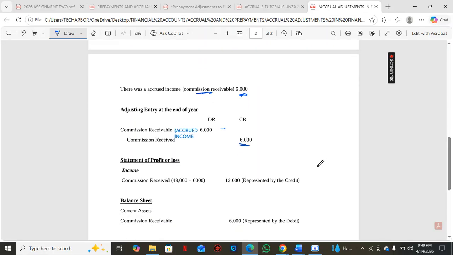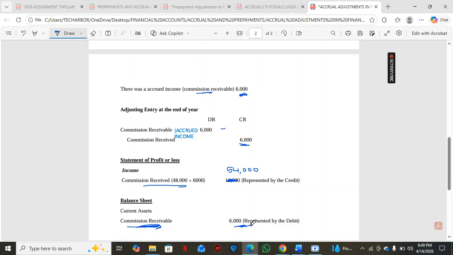In the statement of profit or loss, you're going to add 48,000 plus 6,000, you get 54,000. This was the credit entry there, 54,000. In the balance sheet, under current assets, you put commission receivable, this 6,000 here, represented by the debit entry.